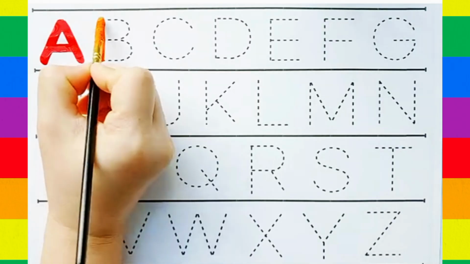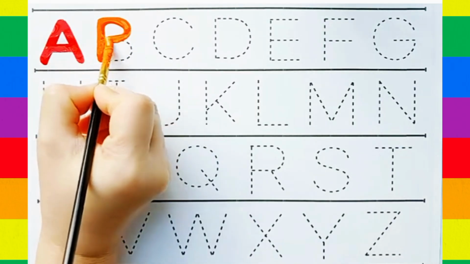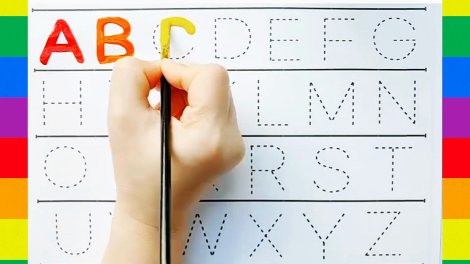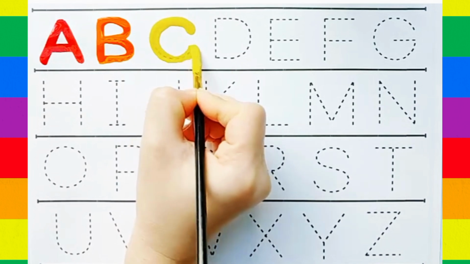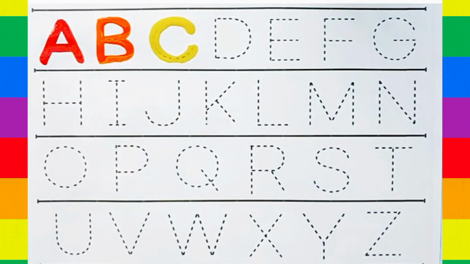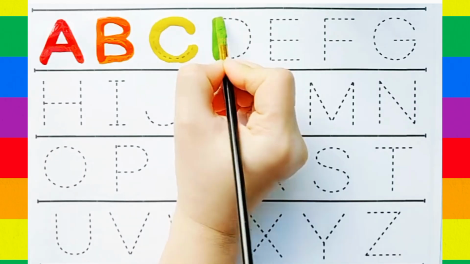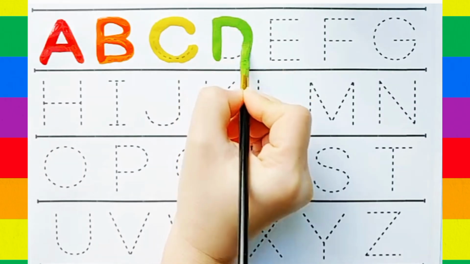B for ball, B for beer. C for cat, C for cow. D for drum, D for doll.